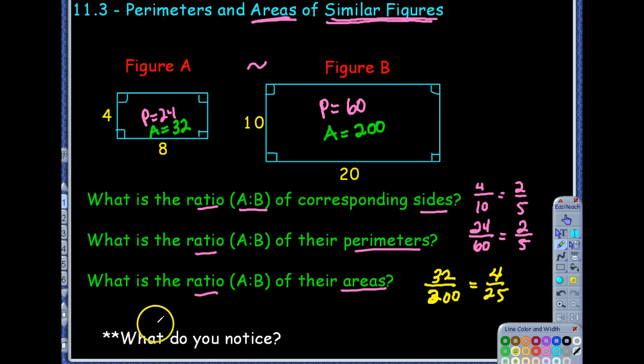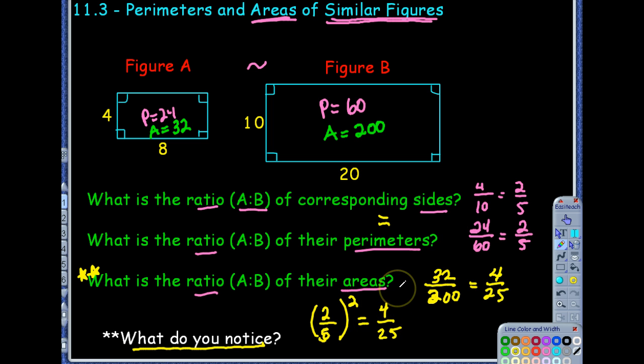So what are we noticing? We already noticed that the ratio of the corresponding sides was the same as the ratio of the perimeters. But really the question is, what about the area ratio? What's special about it? Well, it's not 2/5, but 4 and 25 are both perfect square numbers. 4 would be 2 squared, and 25 would be 5 squared. So if I take the ratio of either the corresponding sides or the perimeters and I square that ratio, I'm getting the 4/25, aren't I?